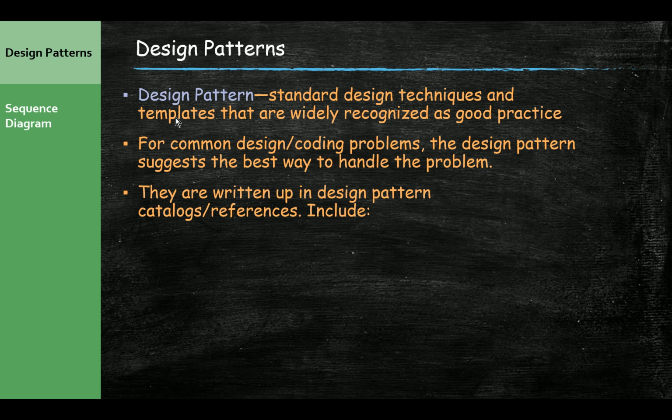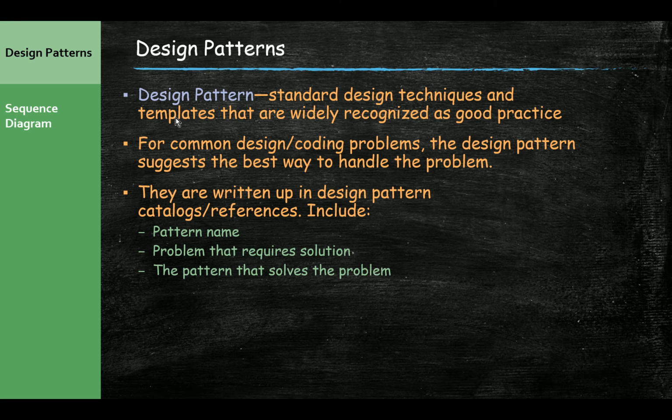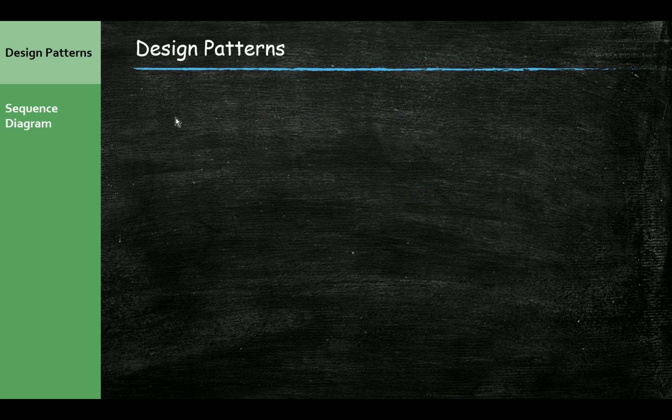They are written in design pattern catalogs and references, and they include the pattern name, a problem that requires the solution, the pattern that solves the problem, an example of the pattern, and benefits and consequences of the pattern. So we're going to take a look at a few of these design patterns.